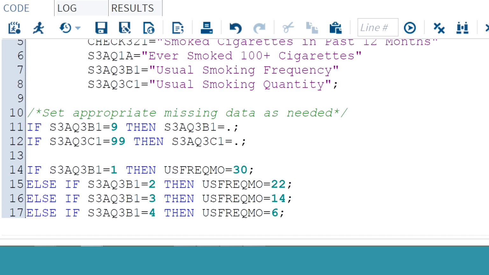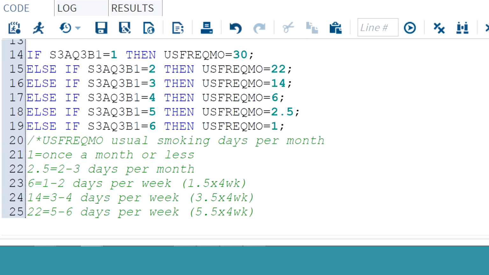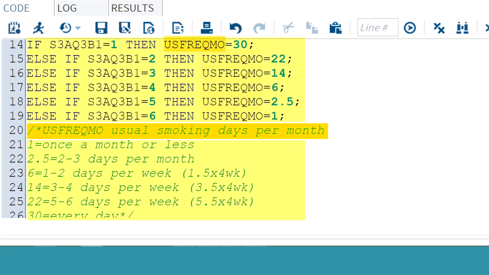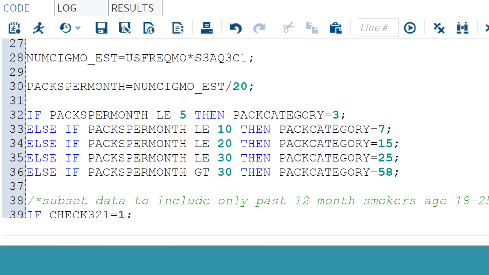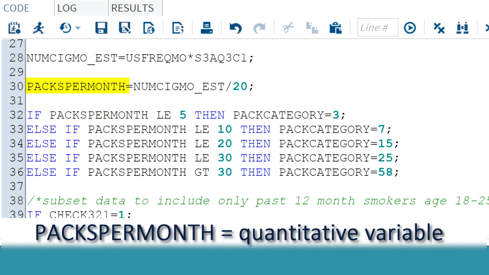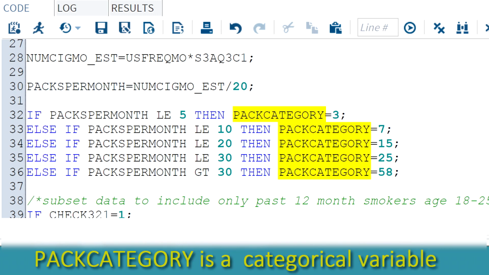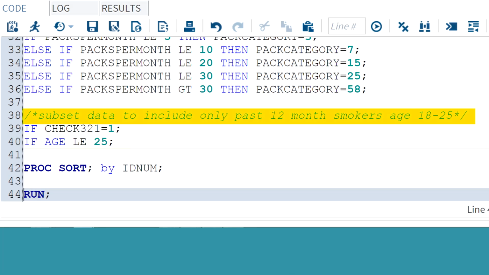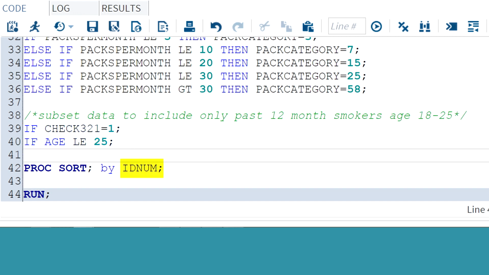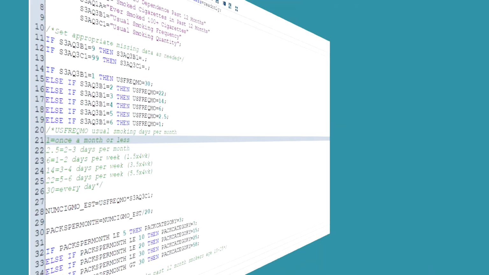Then we created secondary variables measuring usual smoking frequency per month, number of cigarettes smoked per month, and also packs of cigarettes smoked per month as both a quantitative and a categorical variable. Just before the end of the data step, the data was subset to observations including young adult smokers who had smoked in the past year. We concluded the data step by sorting the data by the unique identifier.